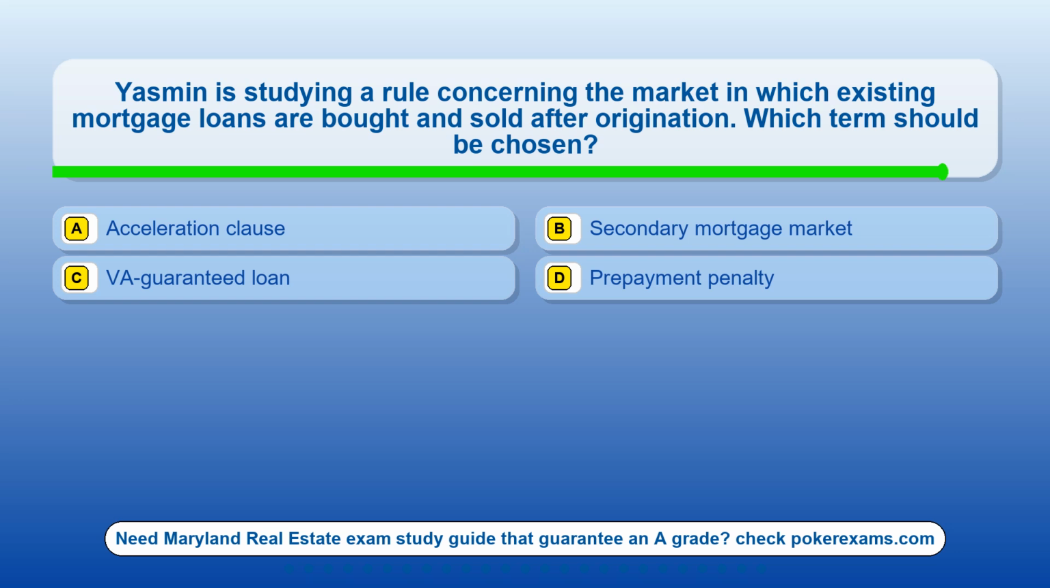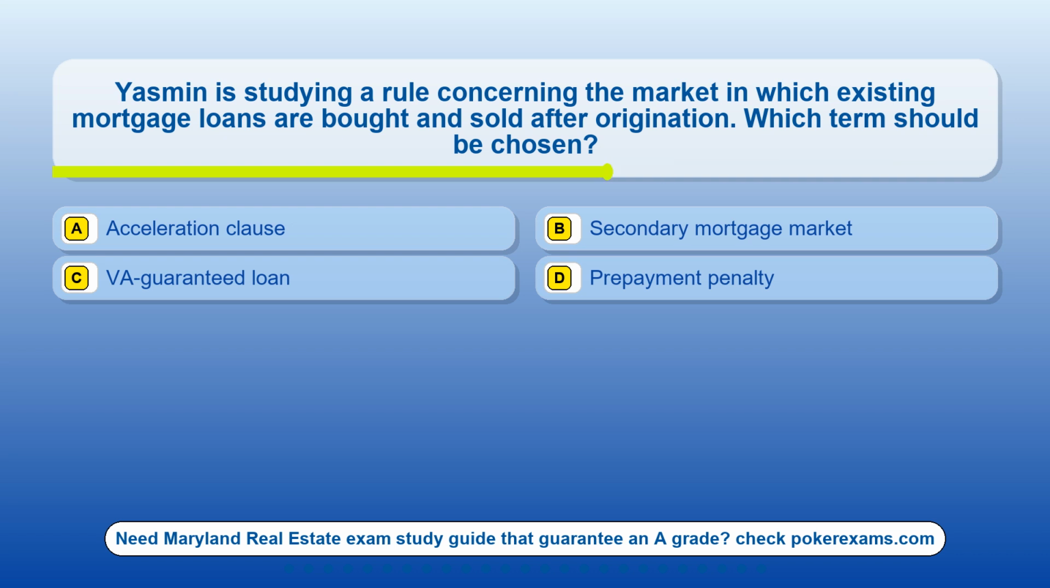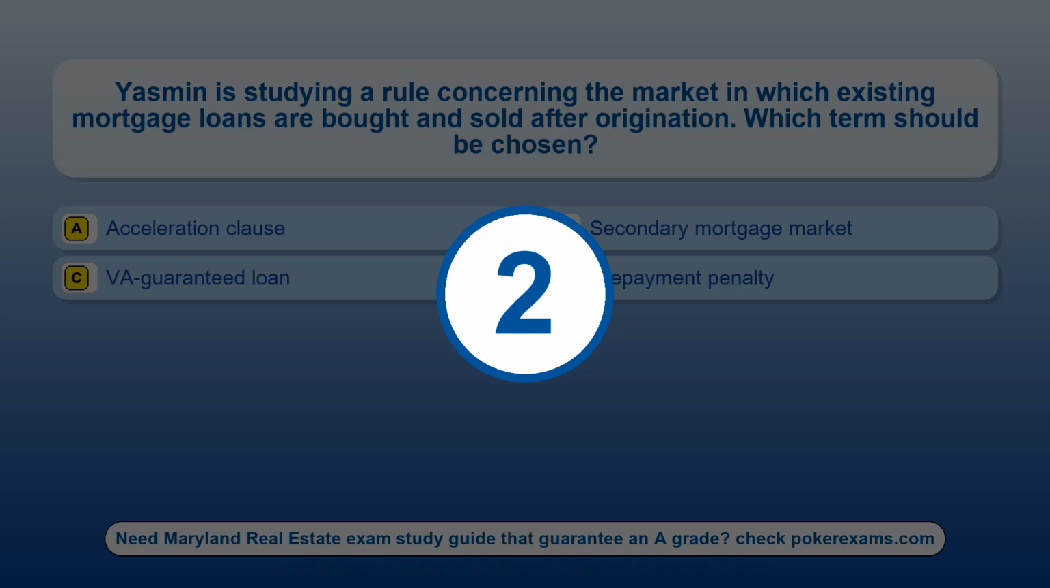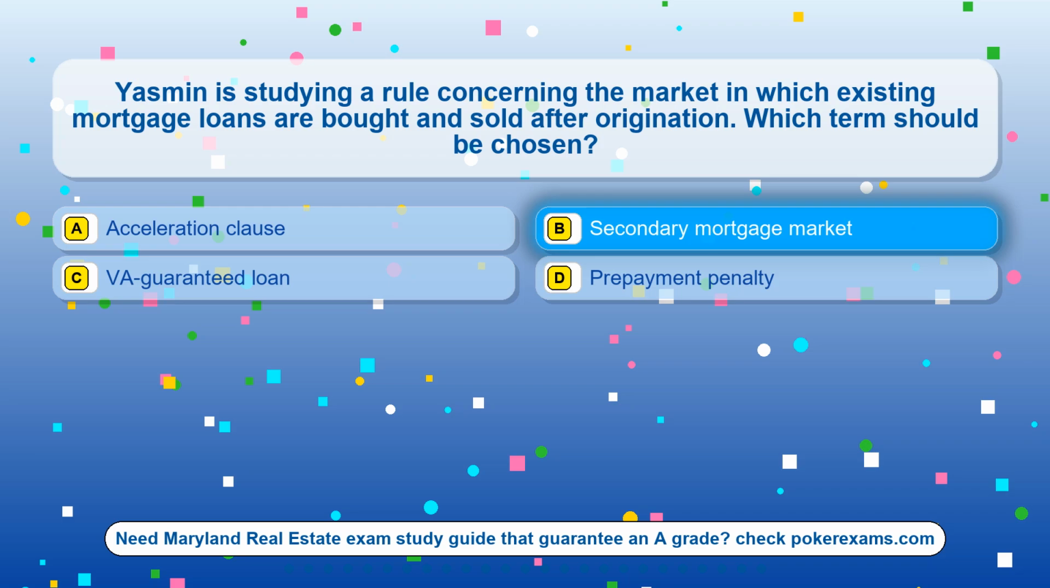Question 19. Yasmin is studying a rule concerning the market in which existing mortgage loans are bought and sold after origination. Which term should be chosen? Option A, acceleration clause. Option B, secondary mortgage market. Option C, VA-guaranteed loan. Option D, prepayment penalty. The correct answer is option B, secondary mortgage market.